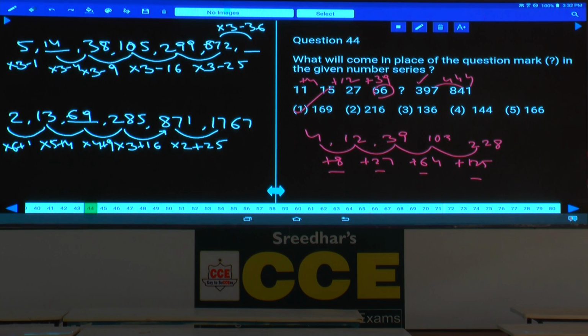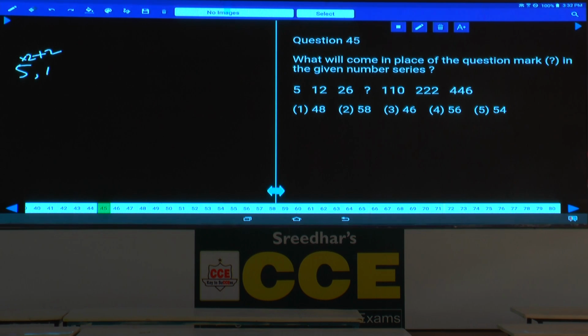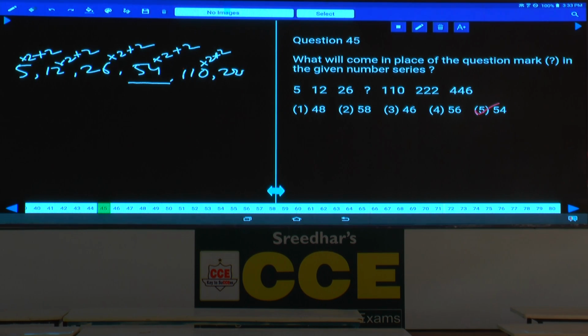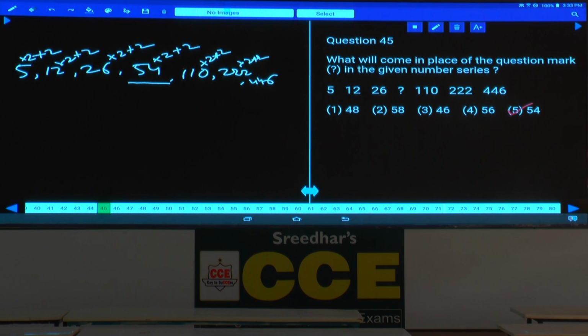Then coming to 45. Now in this 45, 5 and 12 can be written as 5 into 2, 10 plus 2 is 12. 12 into 2, 24 plus 2 is 26. Now 26 into 2, 52 plus 2 is how much? 54. Hence what is the missing number here? 54, choice 4. 54 into 2 plus 2 is 110. 110 into 2 plus 2 is 222, and into 2 plus 2 will be 446. Then what is the missing number here? The missing number is 54, given in choice 5.